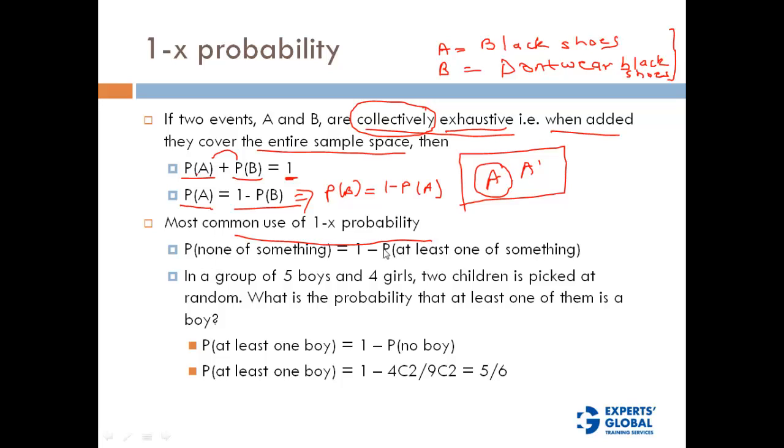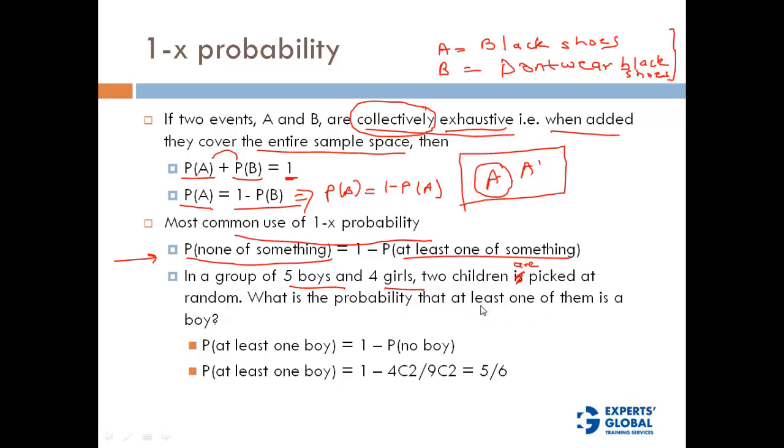Most common use of 1 minus x probability is when we are talking about probability of none of something, we write it as 1 minus probability of at least one of something. Let's look at an example to get this point very clear. In a group of 5 boys and 4 girls, 2 children are picked at random. What is the probability that at least one of them is a boy?